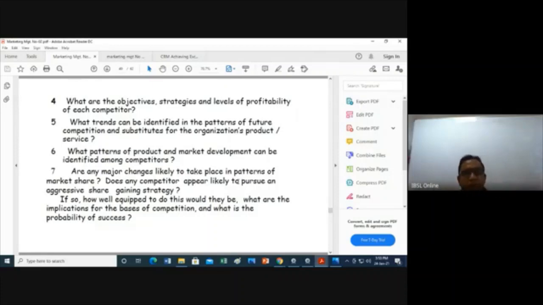What patterns of product and market development can be identified among competitors? Are any major changes likely to take place in the patterns of market share? Does any competitor appear likely to pursue an aggressive share gaining strategy? If so, how well equipped to do this would they be? What are the implications for the basis of competition? What is the probability of success?